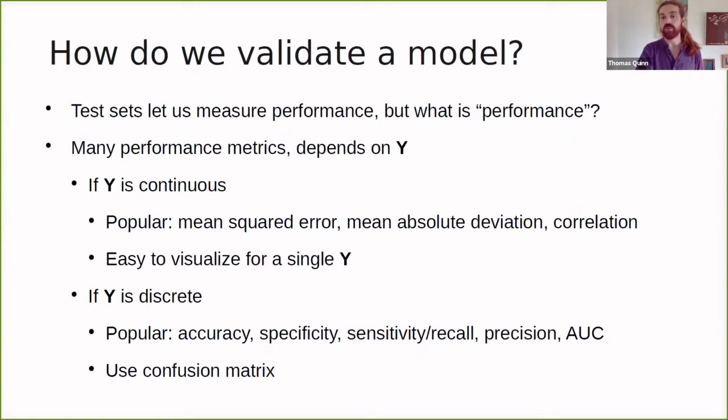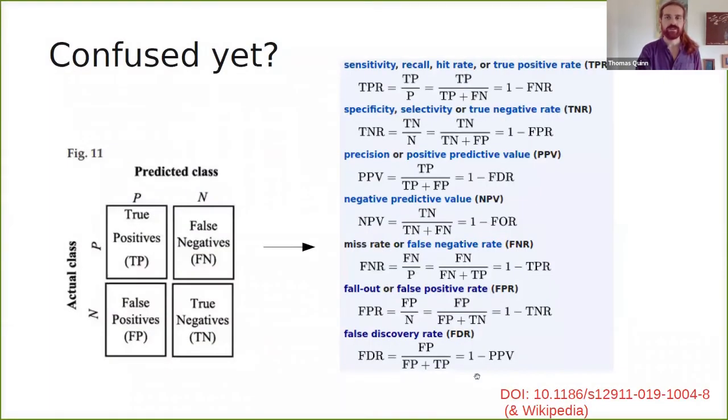And the majority of these come directly from a table known as the confusion matrix. So this can really take a while to wrap your head around. But the idea of a confusion matrix is that we have the actual class, as in positive or negative, or whatever a binary is, 1 or 0. And we've got the predicted class, also positive, negative, 1 or 0.